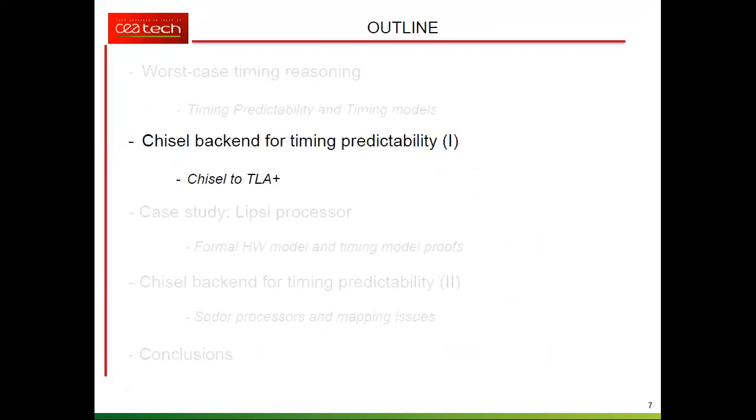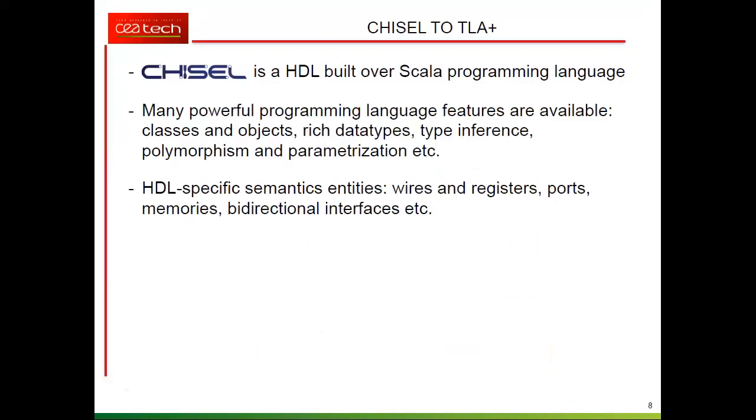All right, so let's meet the actors. Chisel is actually a two-layered language, if you want. You have a host language, which is Scala, a generic programming language that is very powerful and gives you a lot of features. You have type inference, you have classes and objects, so you have things from object-oriented programming as well as functional programming. And then on top of this one, you have Chisel, with domain-specific notions, so you have ports and registers and wires and everything you need to write hardware designs.